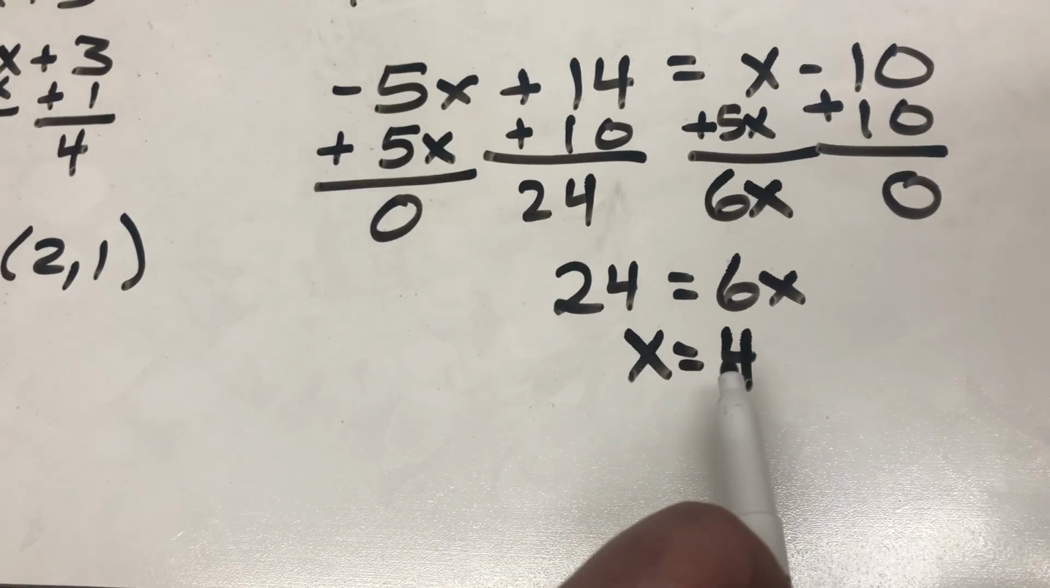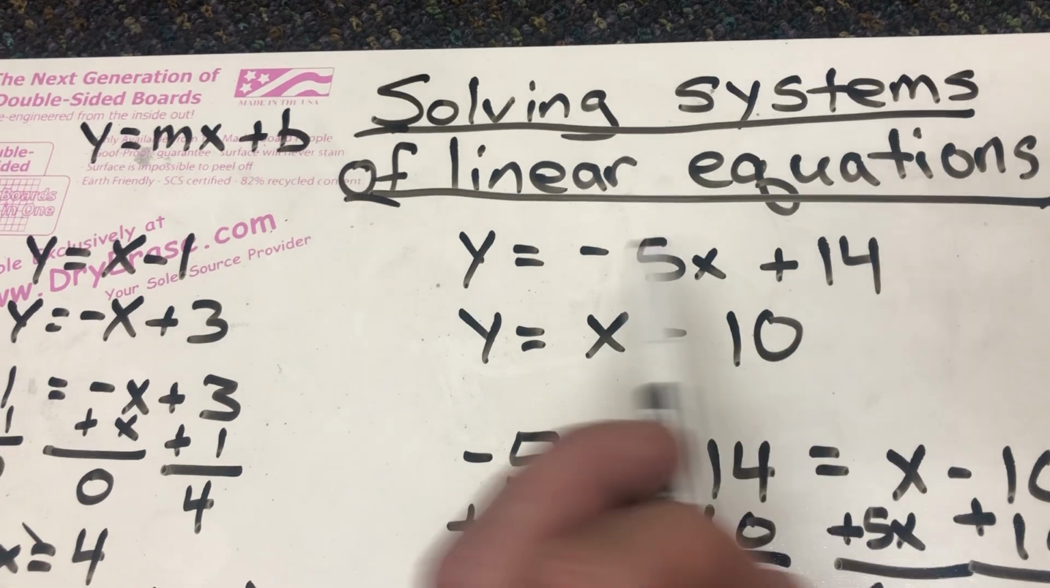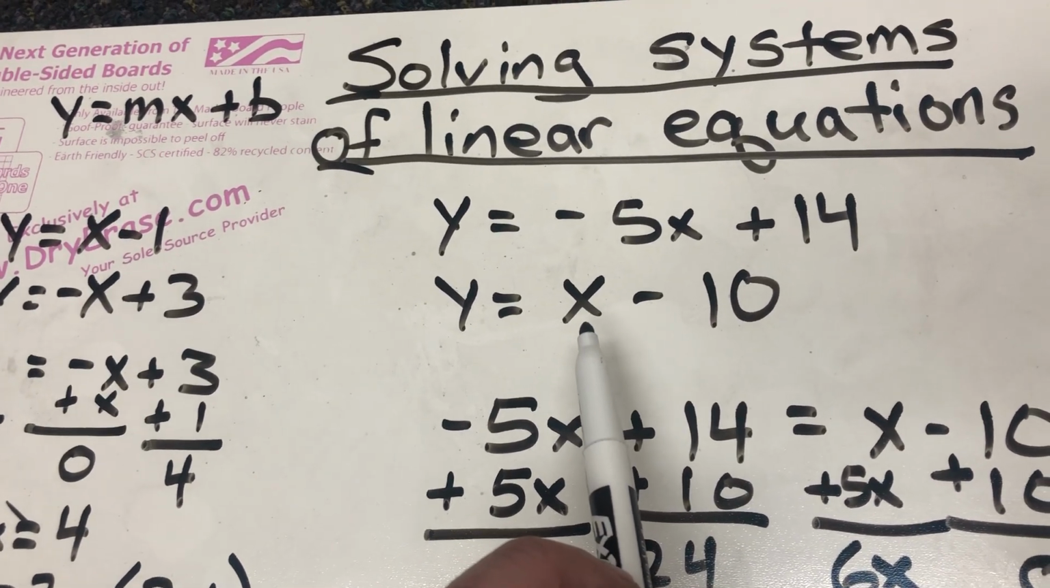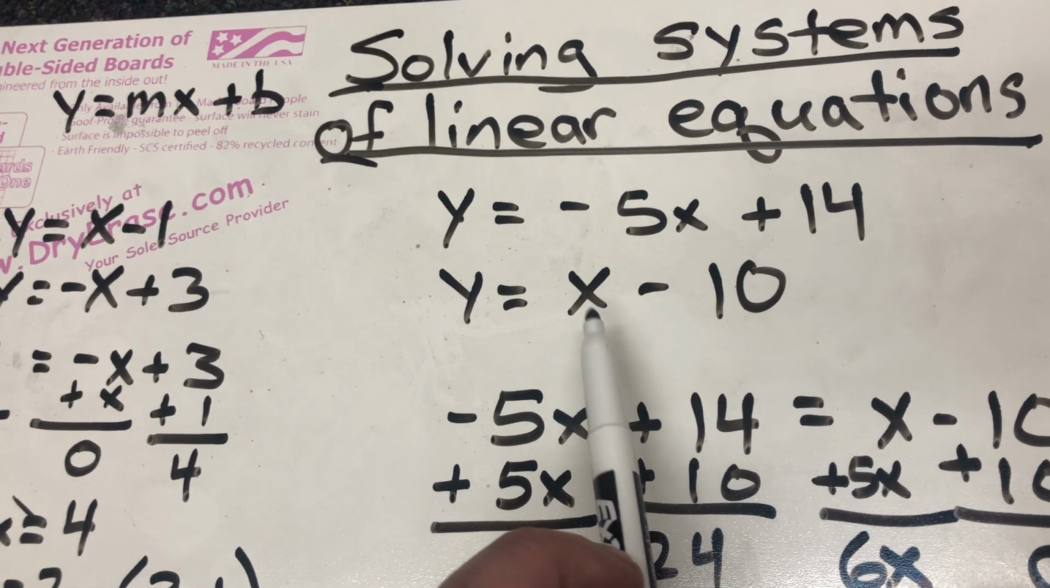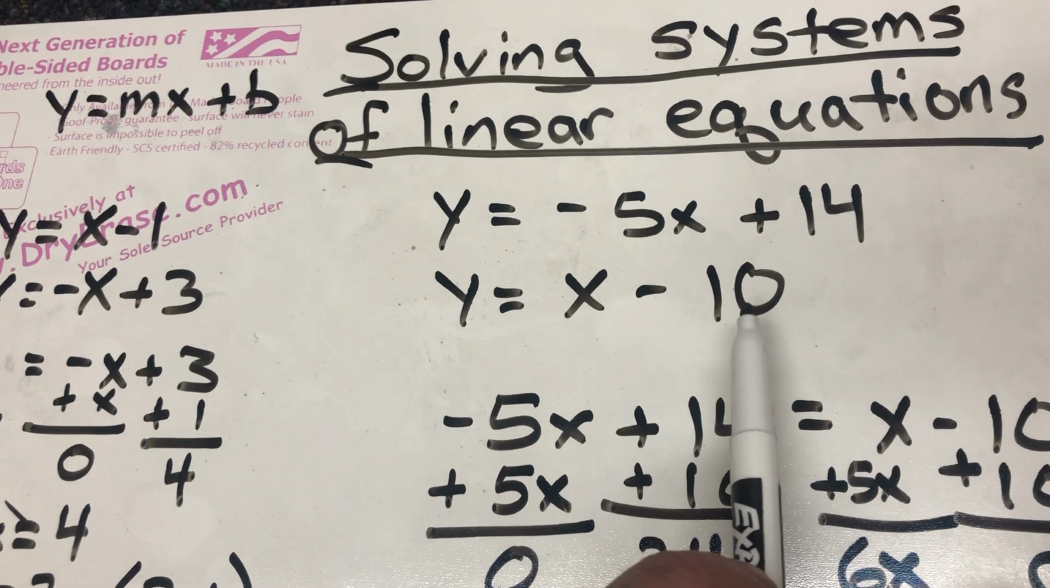But now I need to plug this value in because I also need to solve for y. If x equals 4, and I can use either equation, x here is already by itself, so I'm going to plug in 4 right here, and it's going to tell me that y equals 4 minus 10.